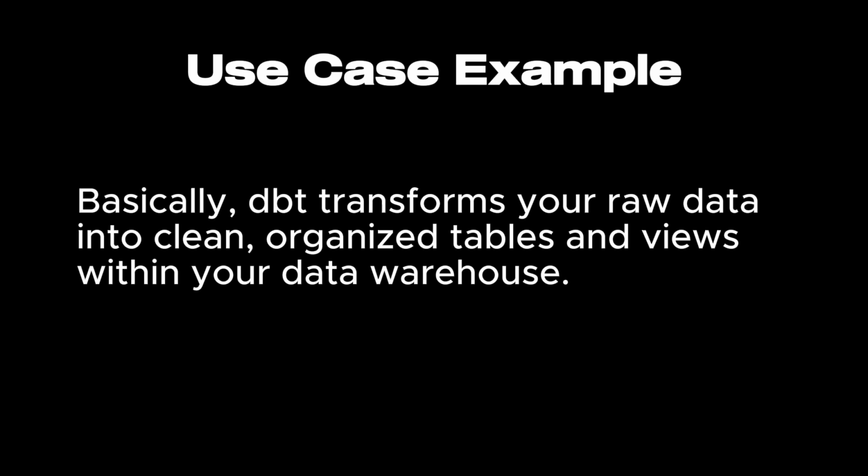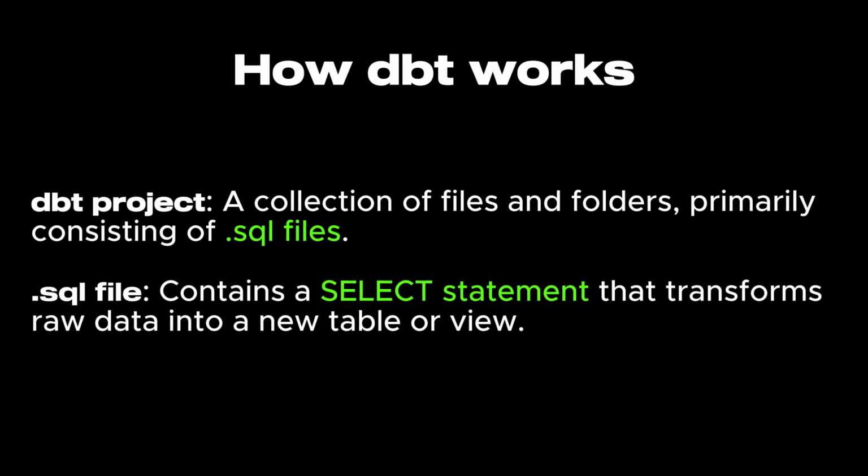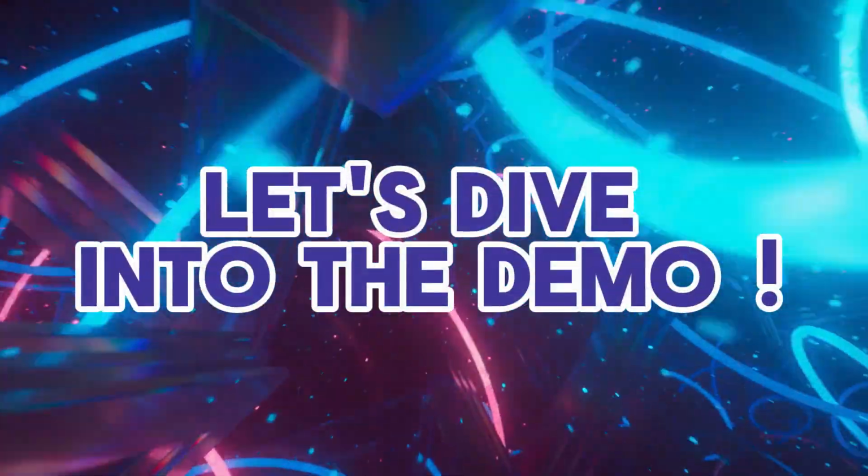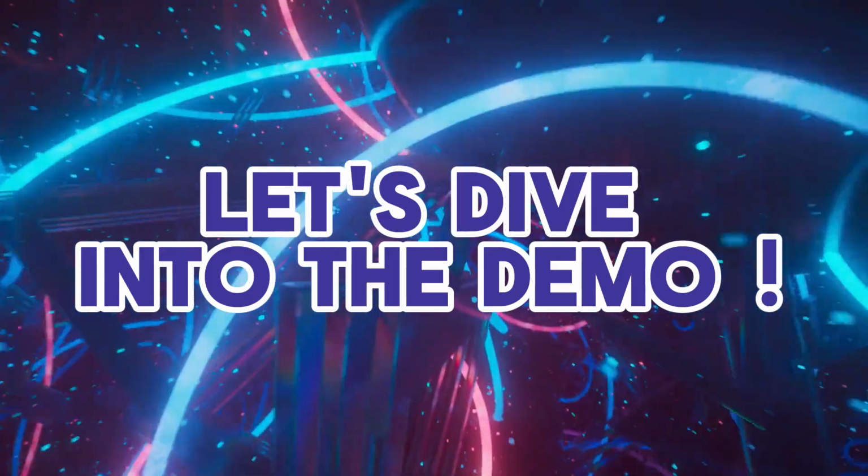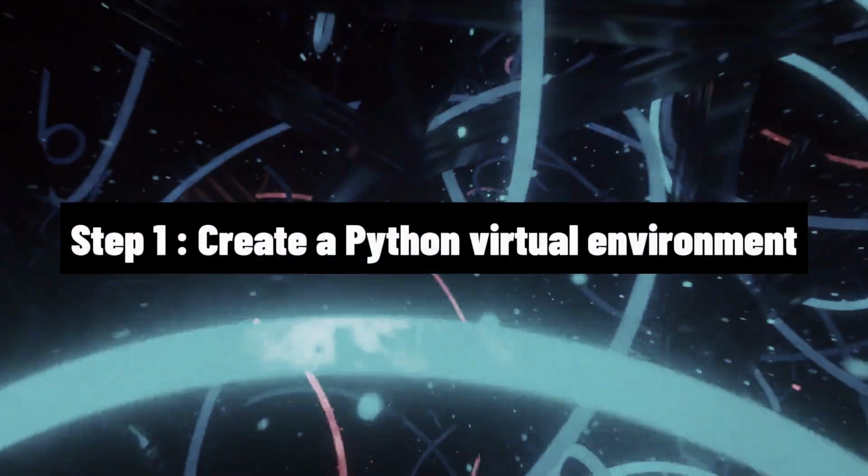We will explore the details of how it does that in future videos, but in simple terms, it involves writing SQL queries in .SQL files. These queries select data from your raw tables, apply transformations, and create clean, more useful tables in your data warehouse. Now that we understand what DBT is used for, let's dive into the demo to learn how to get started with DBT Core. Step 1.